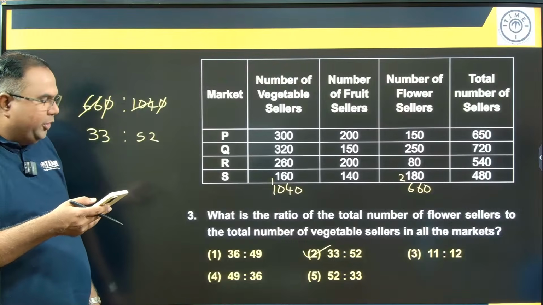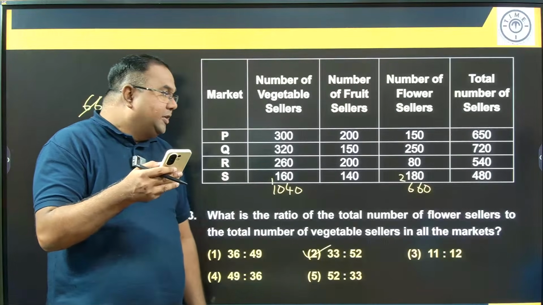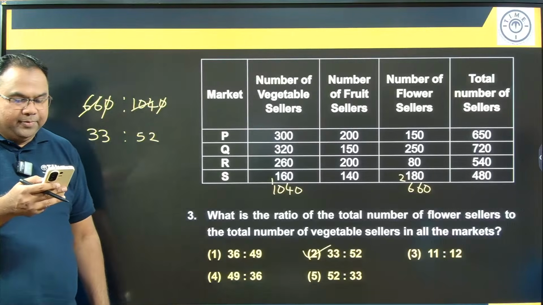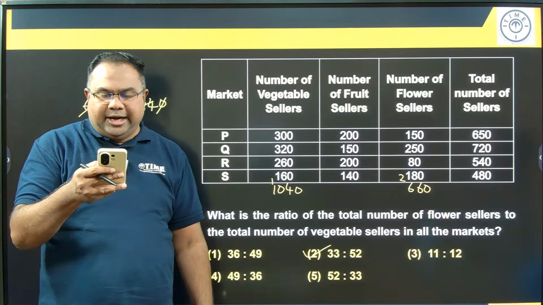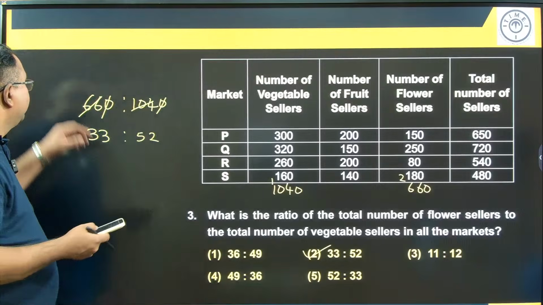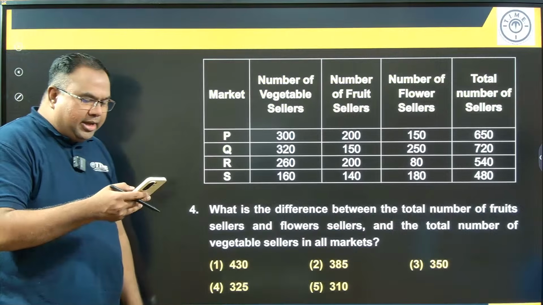Devendra Reddy, 52 is to 33. That means you have taken vegetable is to fruit. It is fruit is to vegetable. You have to be a little careful. It has to be fruit is to vegetable. Right? So let's move on. Next question on your screen. Answer for this.